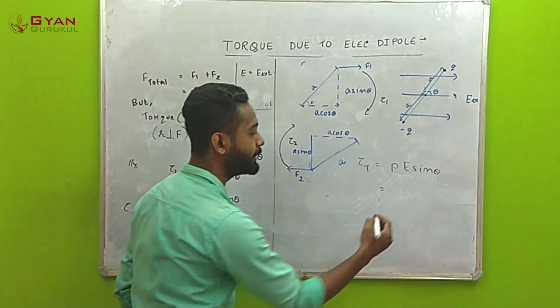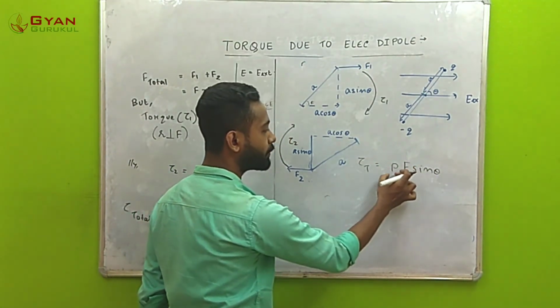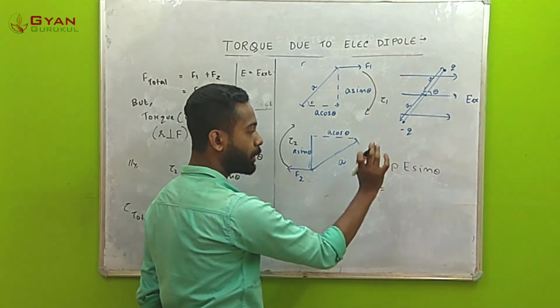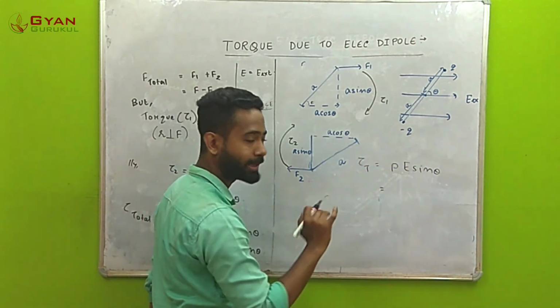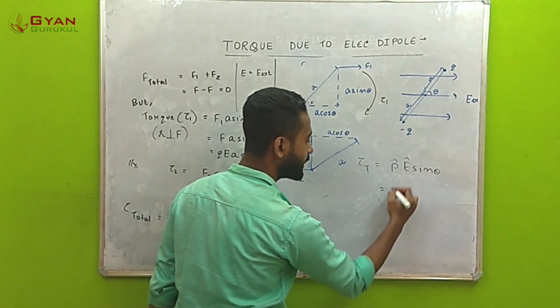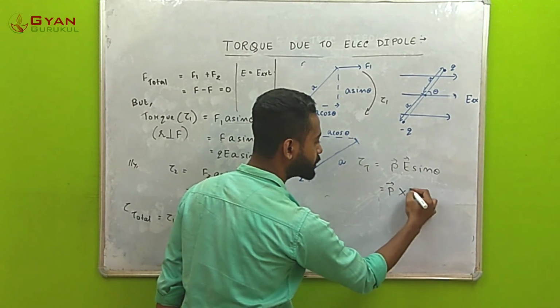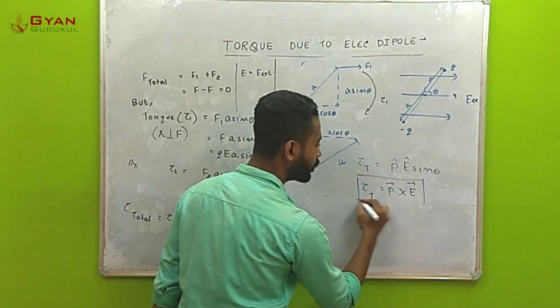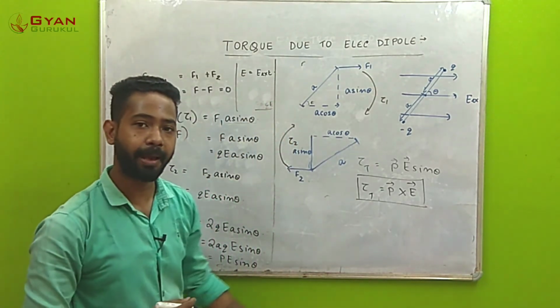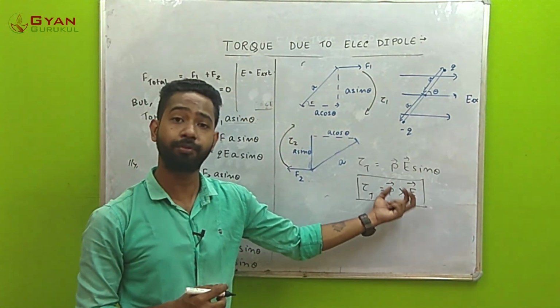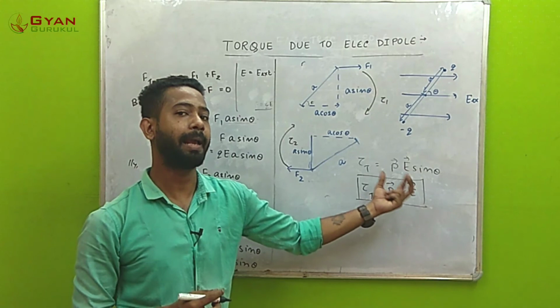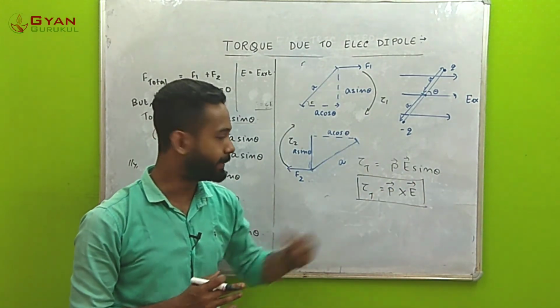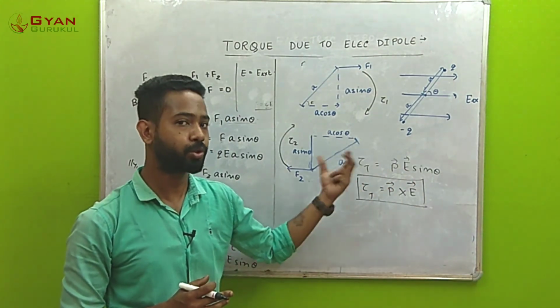Now this can again be written as, because both of the quantities are vector quantities, I can write these as P cross E. So this is the final formula for torque due to a dipole. It is given by the vector product of the dipole moment and the applied external electric field. P cross E sums up the total torque of a dipole.